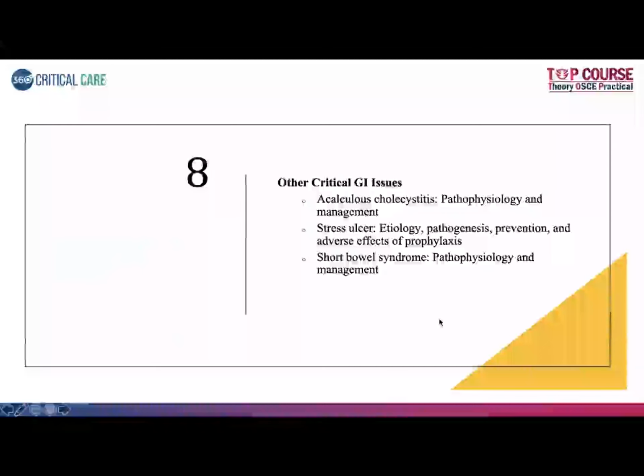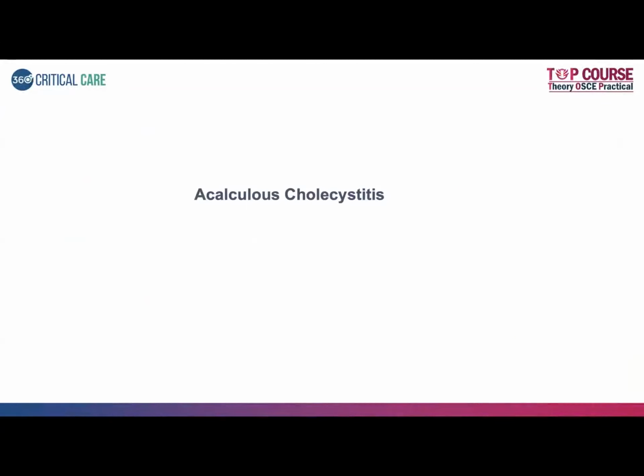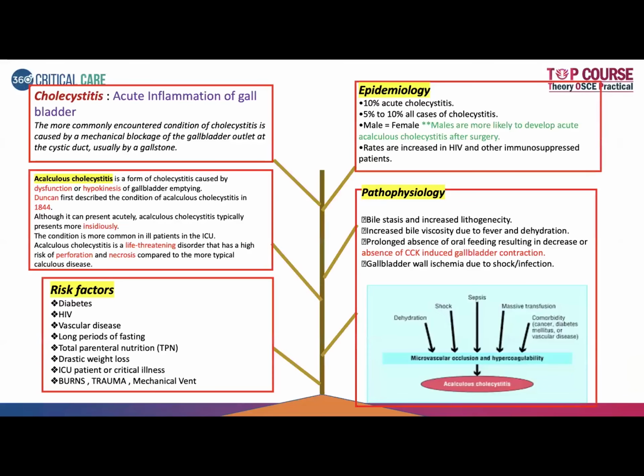The topics. So first I'll be discussing acalculous cholecystitis and stress ulcer prophylaxis. So, acalculous cholecystitis. Cholecystitis, we all know, is acute inflammation of the gallbladder due to stones, with gallbladder outlet obstruction, either a stone in the cystic duct or in the gallbladder. Acalculous cholecystitis does not happen due to a mechanical blockage of the gallbladder.